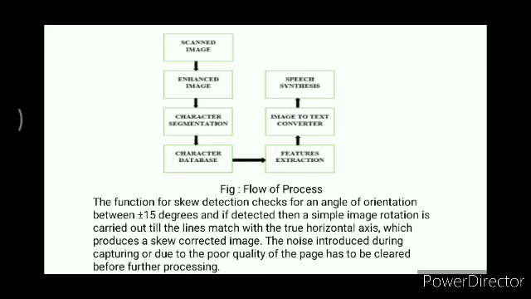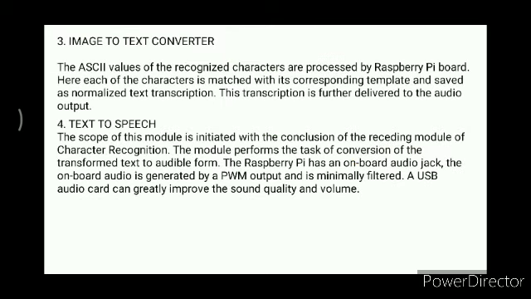The noise introduced during capturing or due to the poor quality of the page has to be cleared before further processing. Next, we will see the image to text converter. The ASCII values of the recognized characters are processed by the Raspberry Pi board. Here, each character is matched with its corresponding template and saved as normalized text transcription. This transcription is further delivered to the audio output.